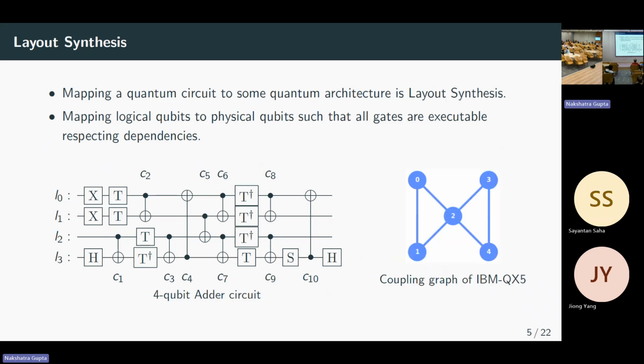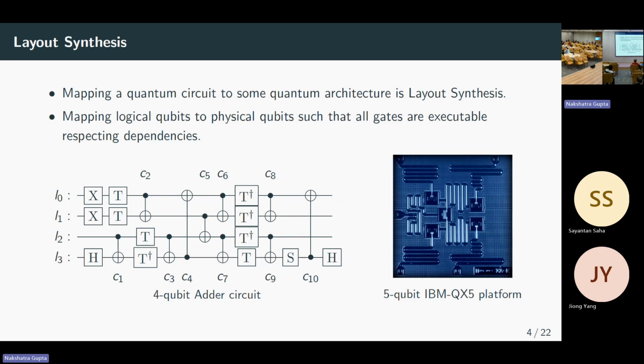So if you look at the figure here, this is an actual picture of an actual quantum computer, and it has 5 squares. These are the physical qubits. Now the idea is to initialize the logical qubits on the physical qubits such that all gates are executable while respecting the dependencies. Now you can vaguely see that some qubits are connected, some qubits are not connected.